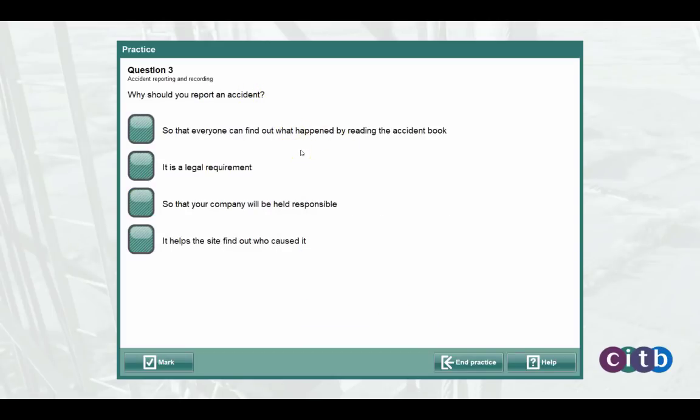Why should you report an accident? So that everyone can find out what happened by reading the accident book. It is a legal requirement. So that your company will be held responsible. It helps the site find out who caused it.